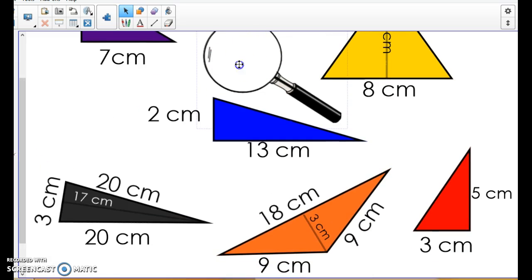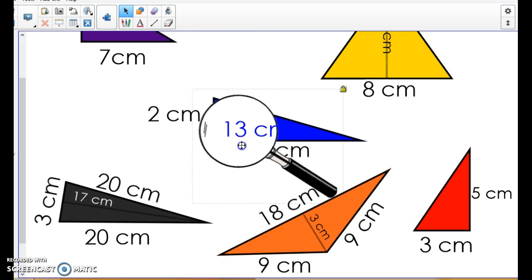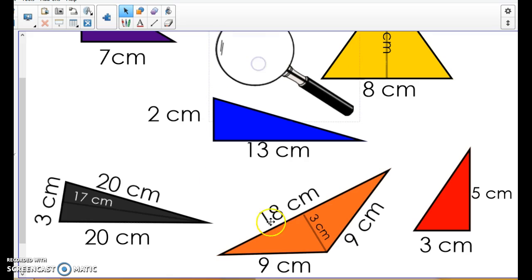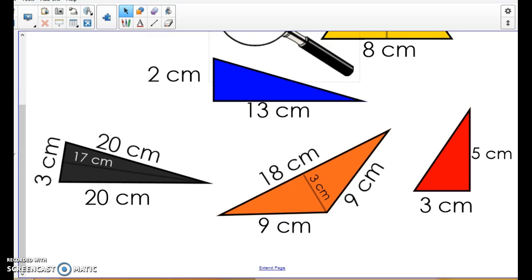Same thing with this blue triangle. I could do 13 times 1 to give me 13 centimeters squared, or I could do 13 times 2 to give me 26, and then divide by 2. I probably wouldn't do 2 times 6.5 because we really don't want to deal with decimals more than we have to. So any of those would have been okay to divide by 2 on.